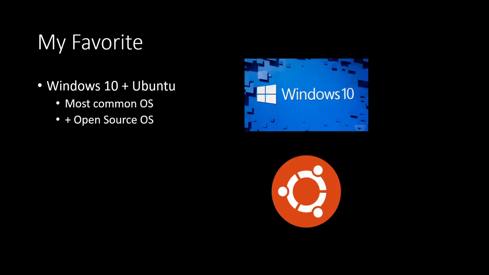And what I'm doing these days is I'm using Windows 10 and Ubuntu at the same time. And I'll show you that later. And this only works on Windows 10 as far as I know. I don't know anything about Windows 7 or older. But right now they have a, I forget the exact name of it, but it essentially allows you to run Ubuntu concurrently with Windows 10.